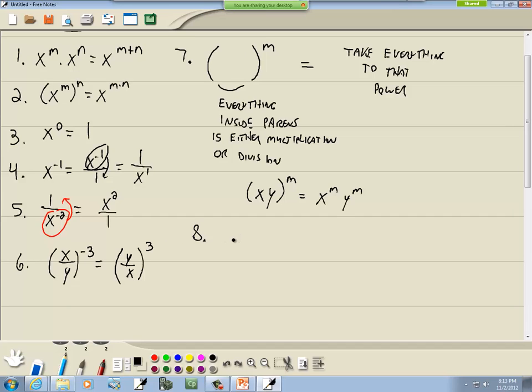Now this one, I'm going to put an example here. This is where you got x to a power over x to a power, or y to a power over y to a power. These are the same anyway. What you do, and they give you formulas for these, but I don't like them, is you subtract the smaller exponent from the larger one.